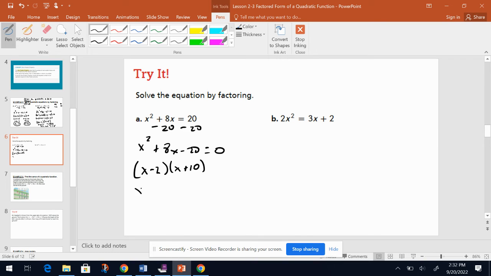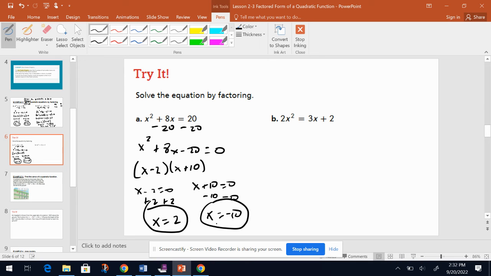And then now I set x minus 2 equal to 0. I set x plus 10 equal to 0. And I solve. Add 2, x equals 2. Subtract 10, x equals negative 10. And again, what are these? These are called zeros. It's where the graph would cross the x-axis.